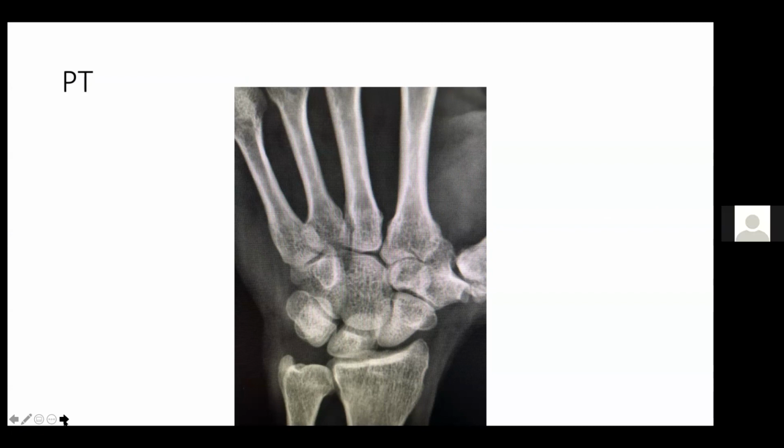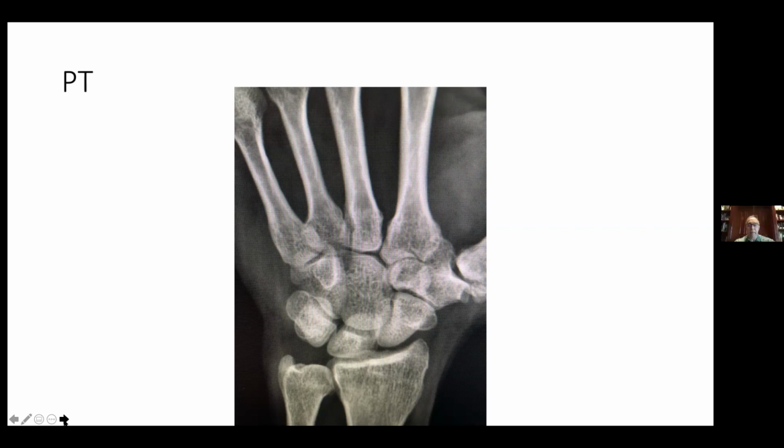So we're looking at an AP of the wrist. Joint spaces look okay. I don't see any obvious fractures. Maybe, I guess since we're talking about it, I don't see any obvious widening of the SL, of the scaphoid and the lunate. And then looking at the DRUJ, it doesn't look obviously wide. Mm-hmm.